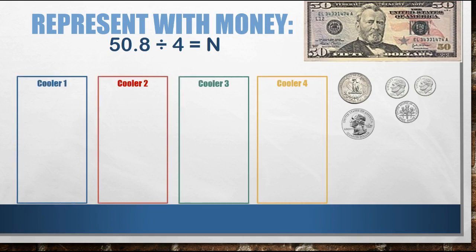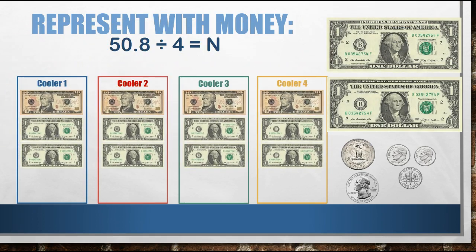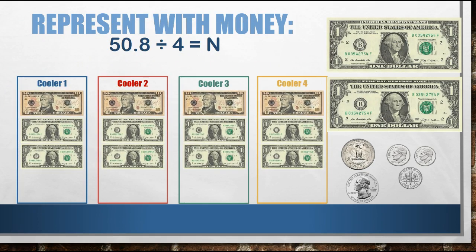Just like the grids, we can think about what the largest whole dollar amount is that will go in each cooler. Since 4 times $12 is $48, we can put $12 into each cooler. Now we have shared $48 of the $50.80. $50.80 minus $48 is $2.80 still left to share.